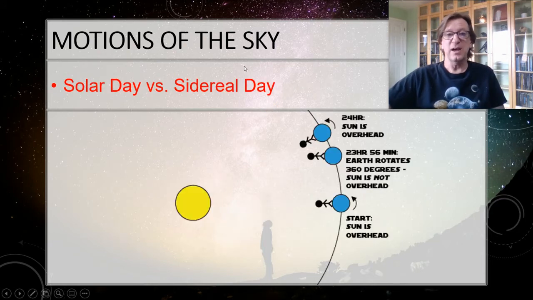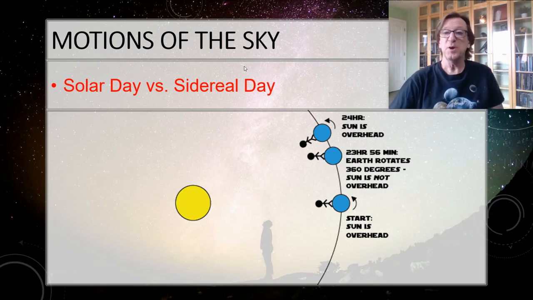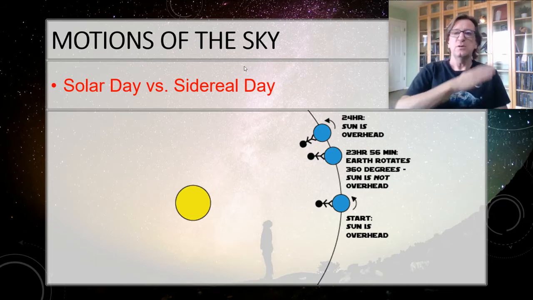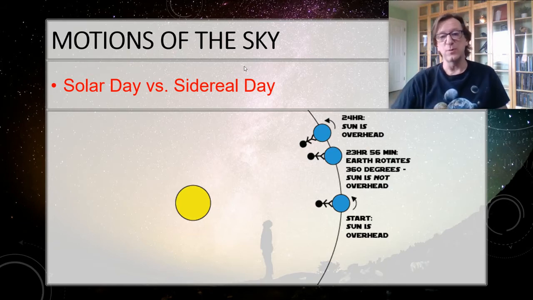Now, we talked about how the rotation of the Earth is 23 hours and 56 minutes, but our day, what most people think of when they talk about a day, is actually 24 hours. It's not an approximation. It's exactly 24 hours. We define the solar day, which is what most people mean when they say day, as being the time from noon to noon. So the time from when the sun is directly overhead until the sun is directly overhead again. And that is, in fact, exactly 24 hours.